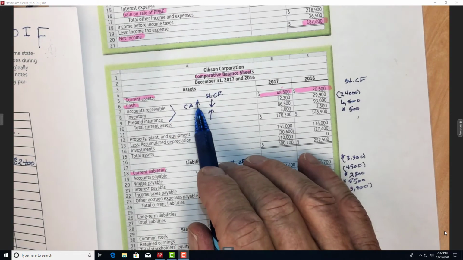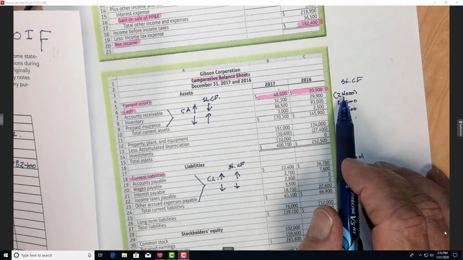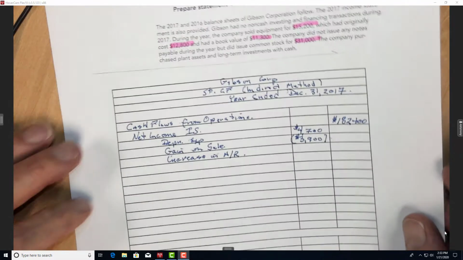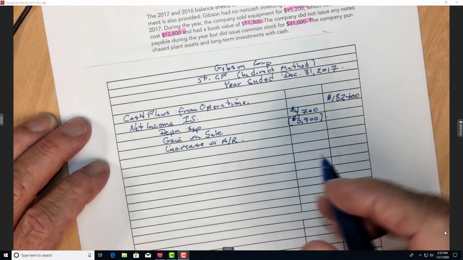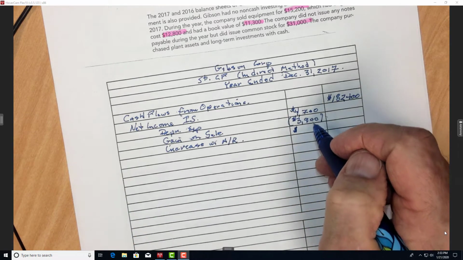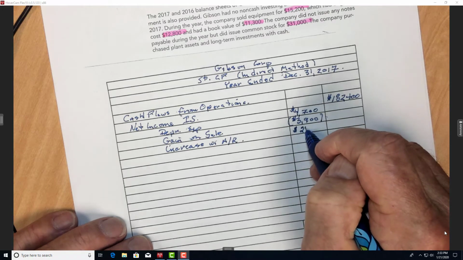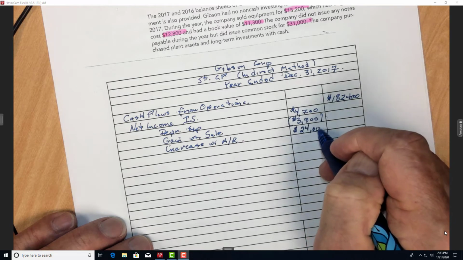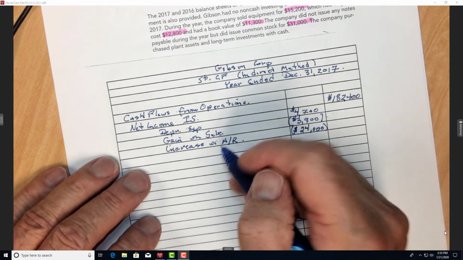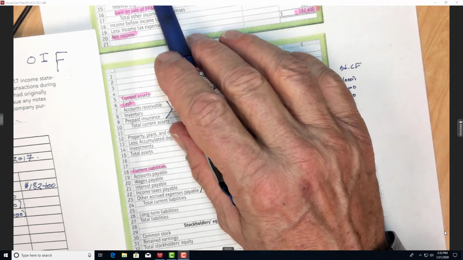Okay, we're now going to look at accounts receivable. So we go back to the balance sheet and we look at accounts receivable. Accounts receivable is a current asset, and so the difference between 2016 and 2017 is a $2,400 increase in the balance sheet. So in the statement of cash flows, it's going to decrease. So we go back, put an increase in accounts receivable. So that's going to be a decrease in the statement of cash flow of $2,400.